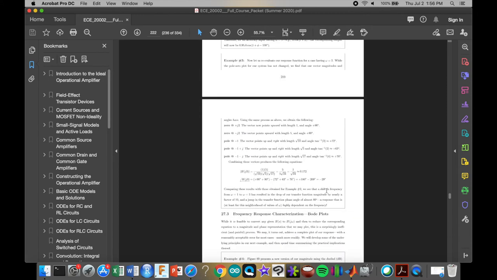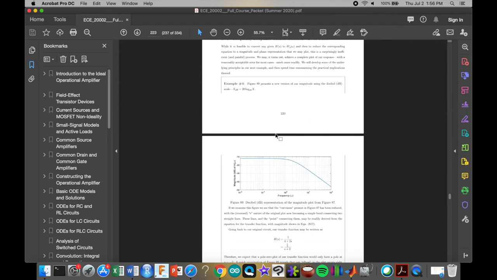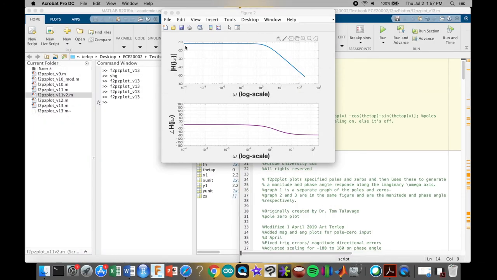Let's see, where does he have it? Yeah, it's right about here. So this is our decibel scale for our system here. So you have your formula if you need to see that, but just know that decibels are basically just another version of a log scale. Okay, so it's a nice way to write a log scale.